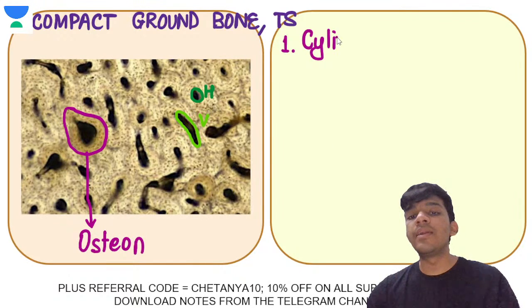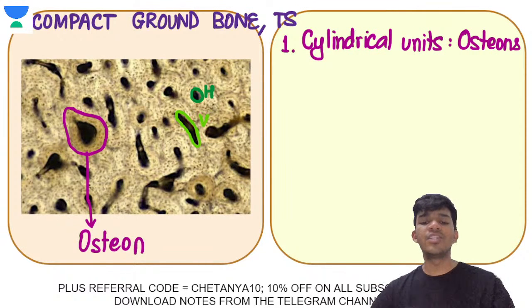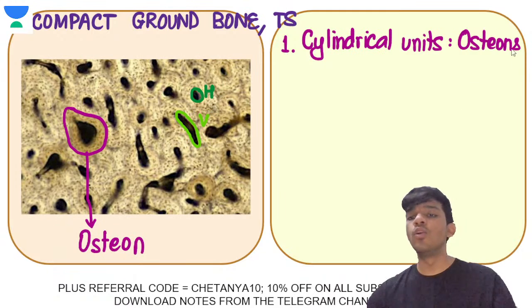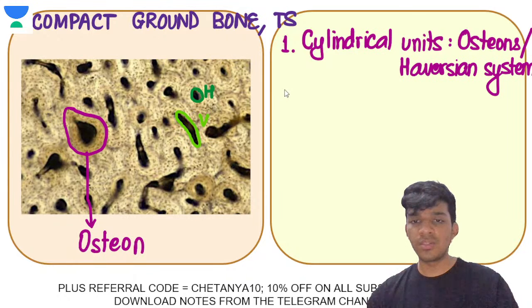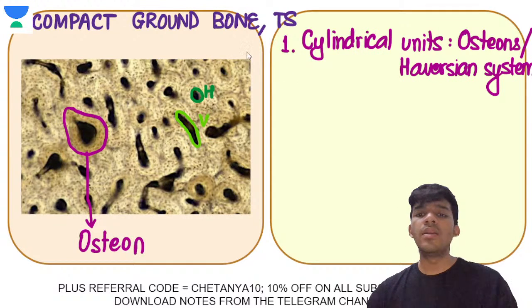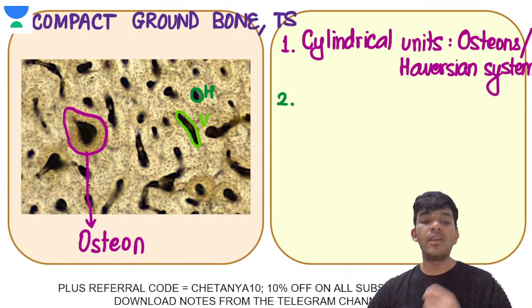There are cylindrical units called osteons. Now these osteons are also called Haversian systems. That's something that you should know. What do you call this? Haversian system. And it is only seen in the bone of mammals. So it is present in humans, right? No doubt about that.